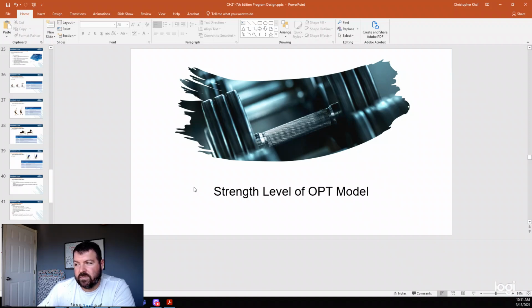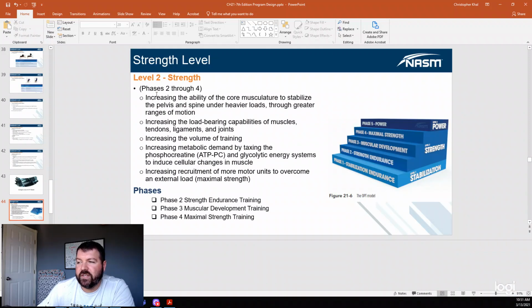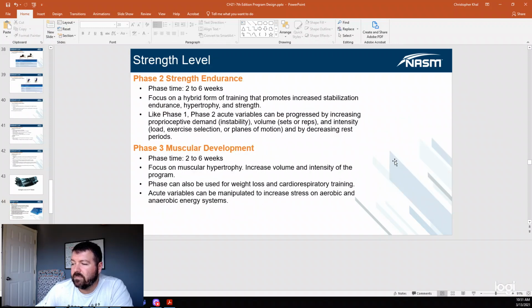All right, the strength level. All right, so phase 2, okay, 2 to 4, increases the ability of your core muscles to stabilize your pelvis. Increases the load-bearing capacity of your muscles, tendons, ligaments, joints. Increases the volume of training. Increases the metabolic demand. Increases the recruitment and motor unit development. Okay, and for this one, we're talking about phase 2, 3, and 4. All right, so phase 2 to 6.